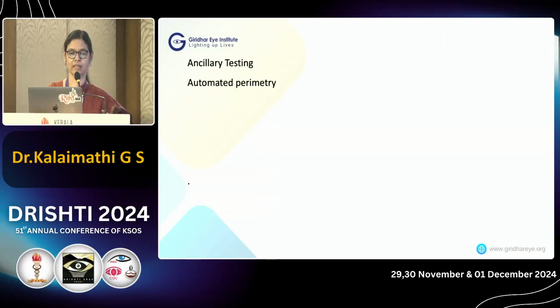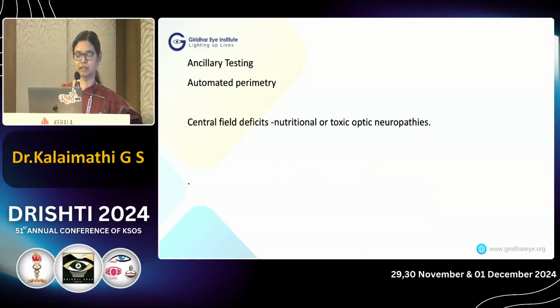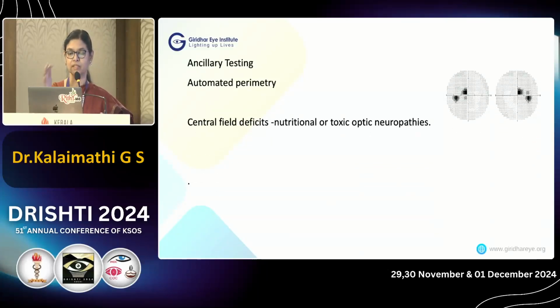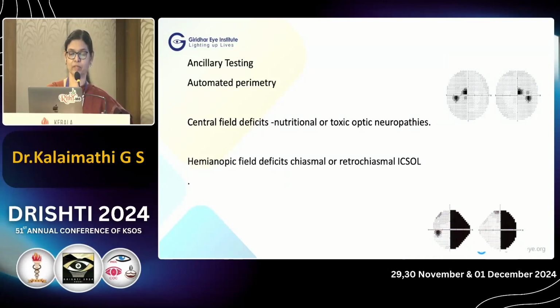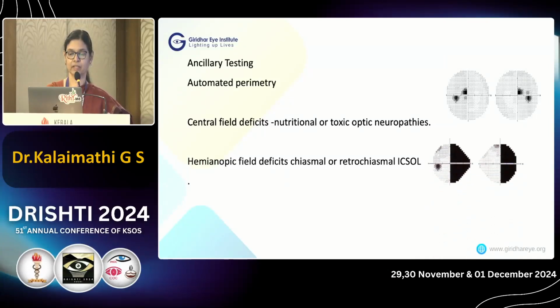Then go ahead with the ancillary testing like automated perimetry. And if it shows any central field defects, then we have to think in terms of nutritional or toxic optic neuropathies. And if it is a hemianopic field defect, then we have to think in terms of chiasmal or retrochiasmal space occupying lesions. And if it is altitudinal, we have to think in terms of ischemic.